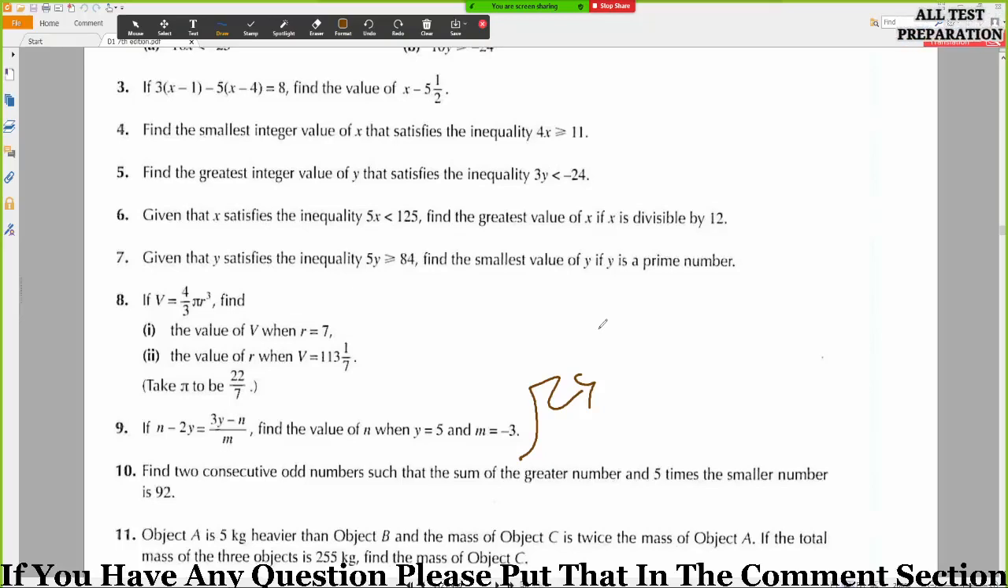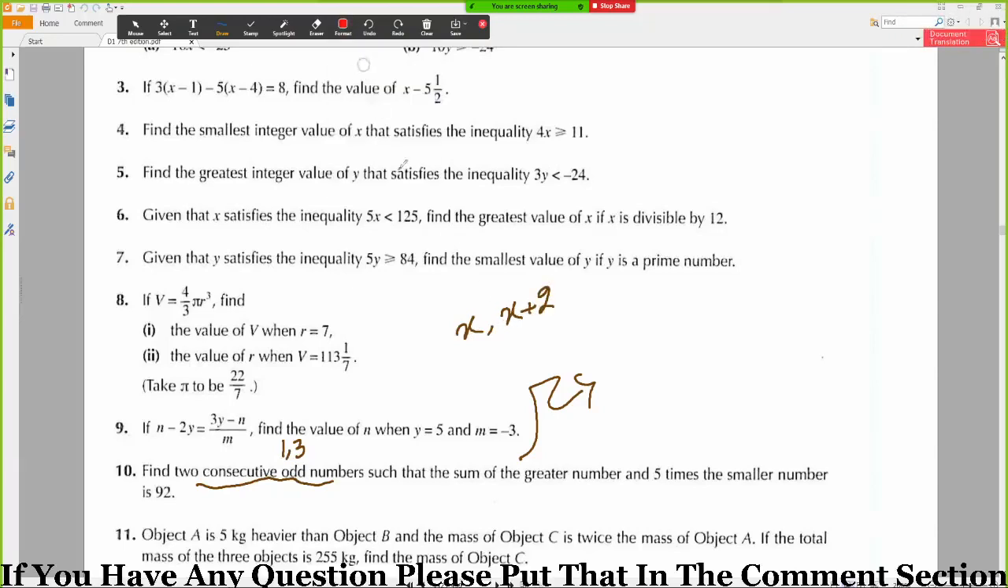I don't remember clearly, but we used to do something like this. Smaller number equals x and then greater number equals x plus 2. If first number is x, second number should be equal to consecutive odd number. So consecutive odd number means if your first number is 1, second number should be equal to 3. Okay, this is the consecutive odd number. 1 and 5 are not consecutive odd numbers. So if x is equal to 1, then x plus 2 should be there. These two are the consecutive odd numbers.